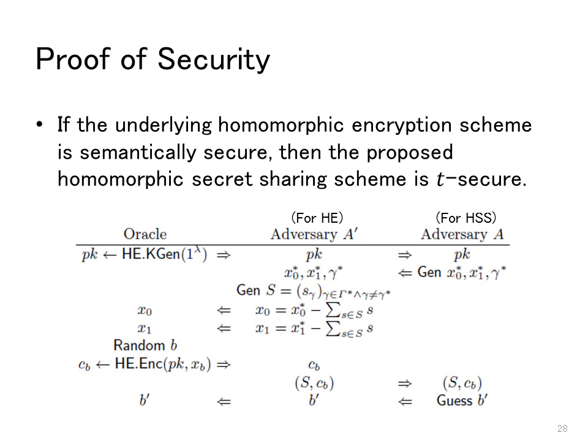For the proof of security, if the underlying homomorphic encryption scheme is semantically secure, then the proposed homomorphic secret sharing scheme is also T-secure. In the proof, we assume that there is an adversary A that can break the security of the homomorphic secret sharing scheme. Then, we can build an adversary A' according to the diagram that can break the security of the homomorphic encryption.